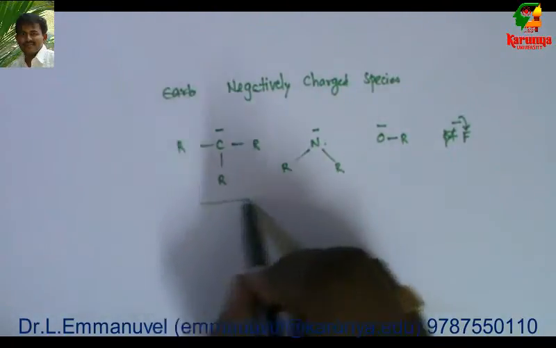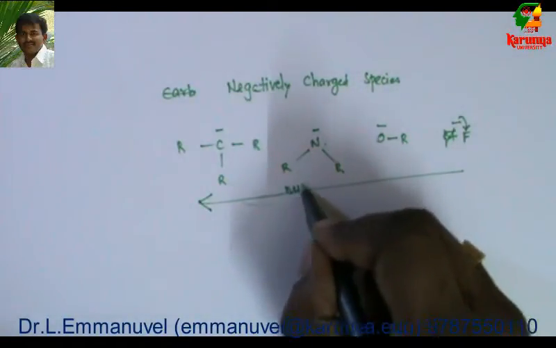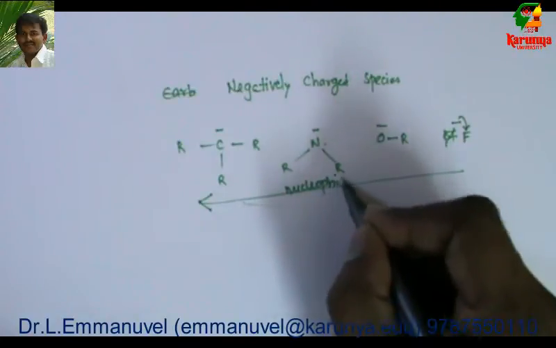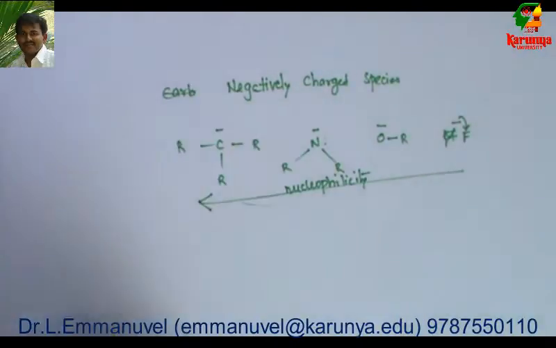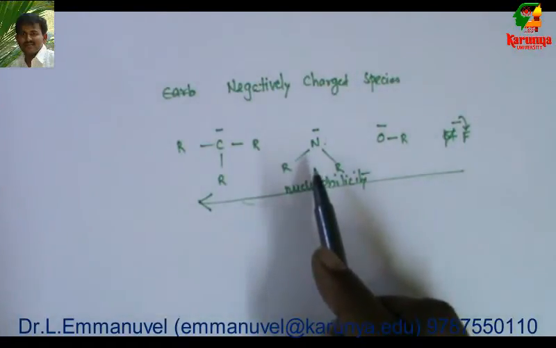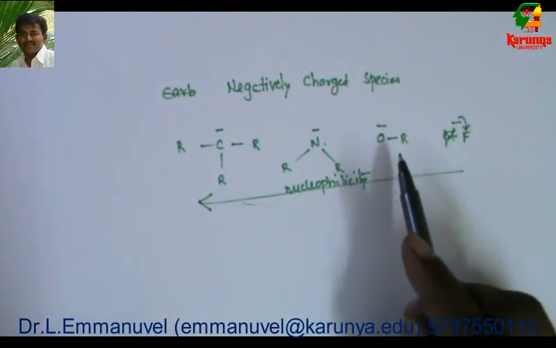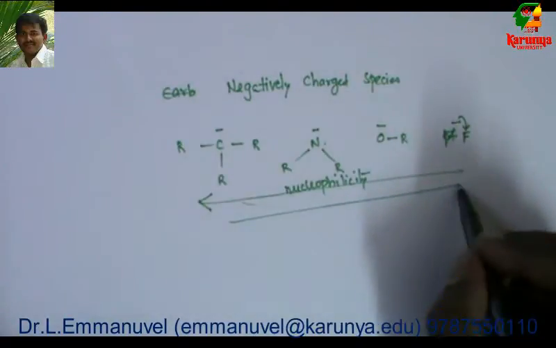So nucleophilicity increases when you go from F minus to C minus. So carbanion has the highest nucleophilicity, then the second one N minus, next alkoxide, the last one halides. But the electronegativity increases in this order.